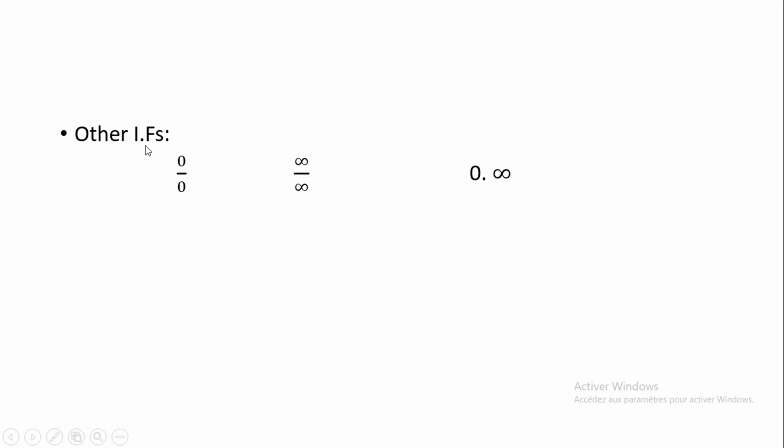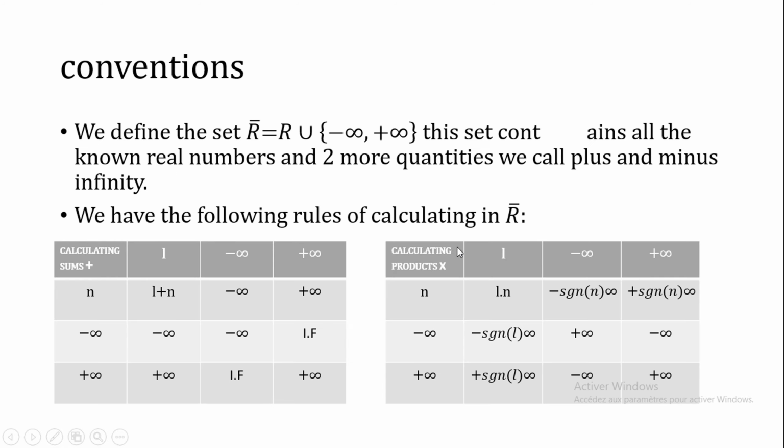And we have other indeterminate forms. We basically have to write another table for division, but it's almost the same as with products. So if we have 0 divided by 0, it's an indeterminate form. Infinity divided by infinity is an indeterminate form. And 0 times infinity is an indeterminate form. So if n here is 0 and we have 0 times minus infinity, that's actually an indeterminate form.